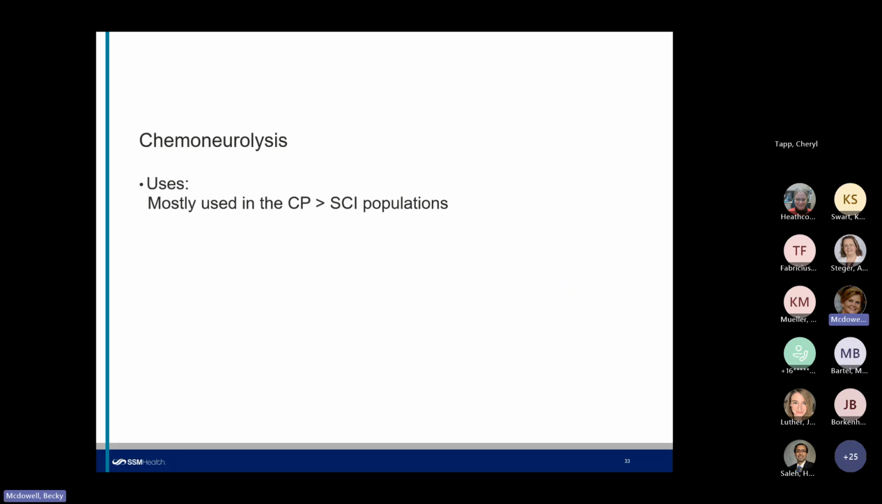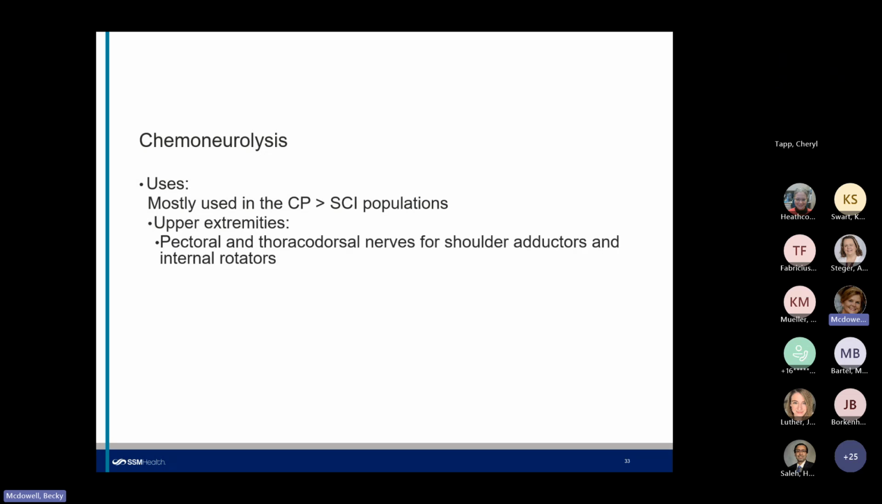I personally have only seen phenol and alcohol used a few times, and that's in the pediatric population, usually in CP kids. You can also use it in spinal cord injured patients. In the upper extremity, you can do it for the pectoral nerve and thoracodorsal nerve, which will help with spasticity in the shoulder adductors and internal rotators.